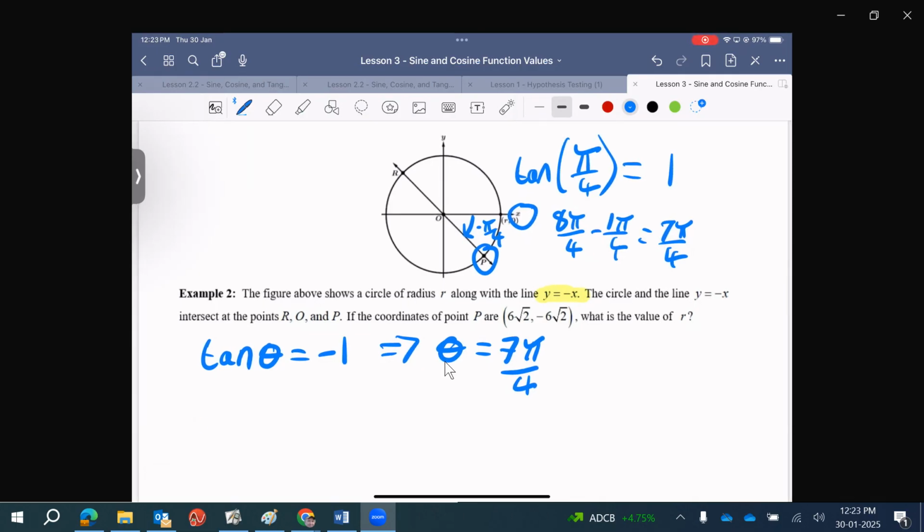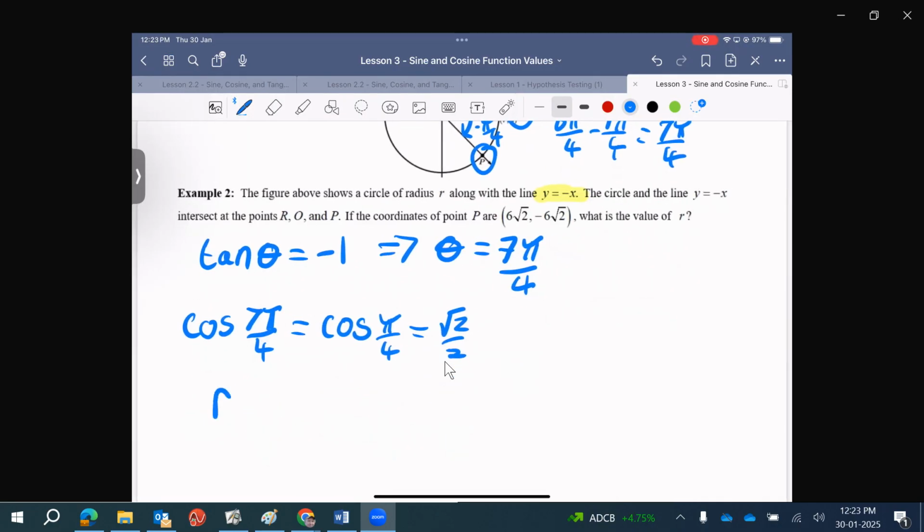What is the cosine of 7 pi over 4? Cosine of 7 pi over 4 is going to be the cosine of pi over 4, root 2 over 2. So r times root 2 over 2 equals 6 root 2. What's the value of r? 12, isn't it?